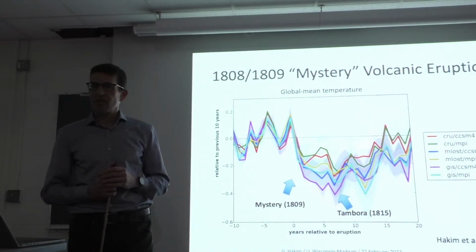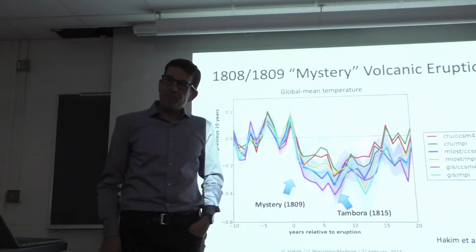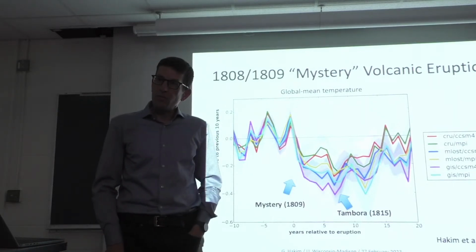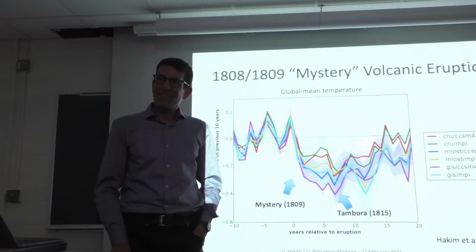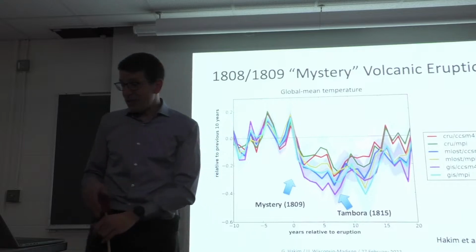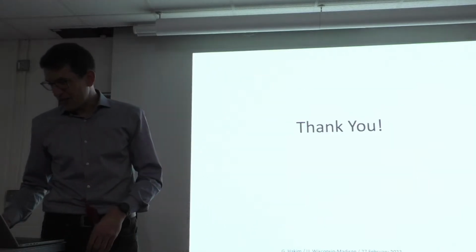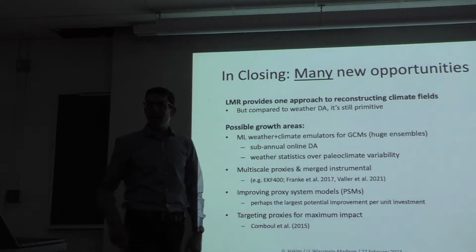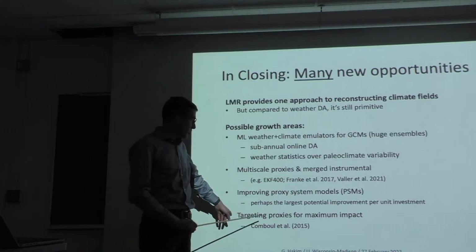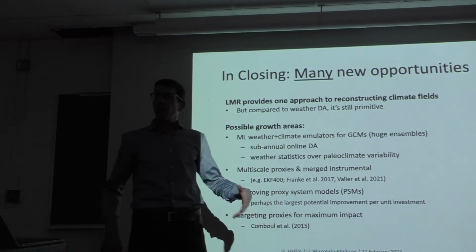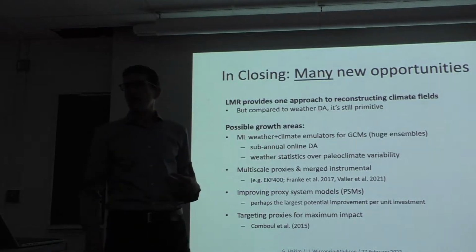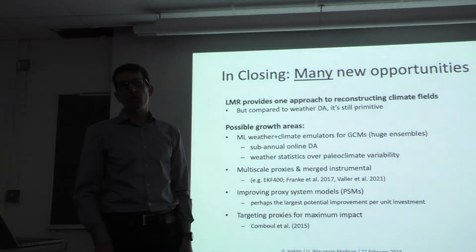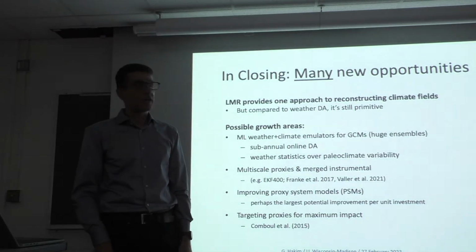Kind of a related question: can you also use this data somehow to figure out where it would be most useful to come up with more proxies, or to drill cores? Yes, that was the last part, targeting proxies. The surprising result here: we applied this to corals, because corals are still actively sampled. There's a lot of important information we still need in the tropical Pacific.